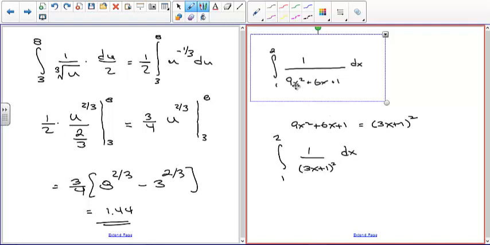So the last problem, this 9x squared plus 6x plus 1, is 3x plus 1 quantity squared. So when you make that substitution, you can solve the problem. So go ahead and see what you get.